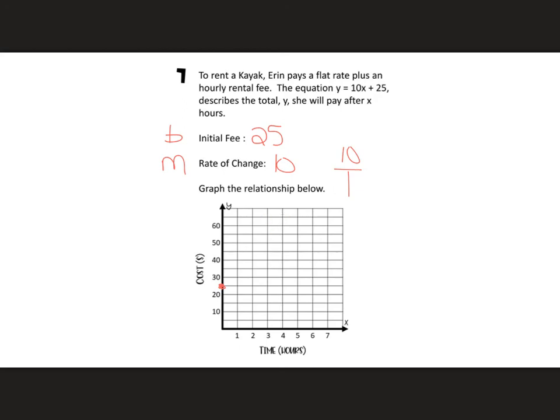So my next points are going to look like this, and this is hard to do on an iPad with a fat stylus. So forgive me for some imperfections. So I connect those, and there is the graph of my cost for renting a kayak. So I could say that in 4 hours, it's going to cost Aaron $65, right? So this would allow me to find the cost after so many hours.